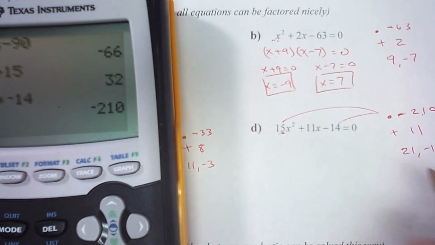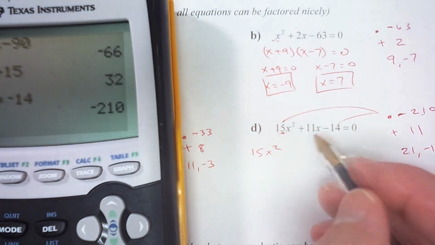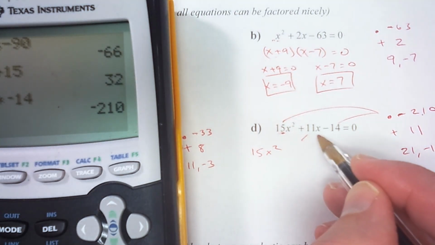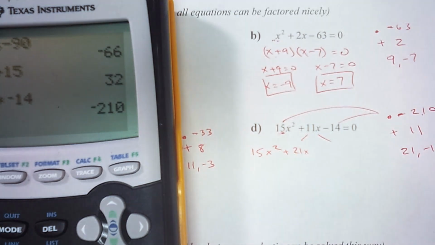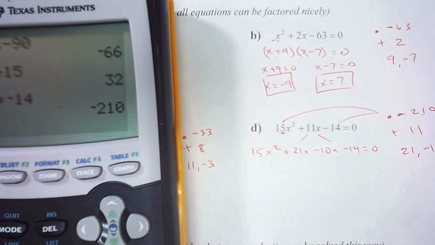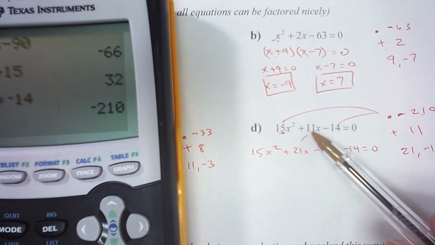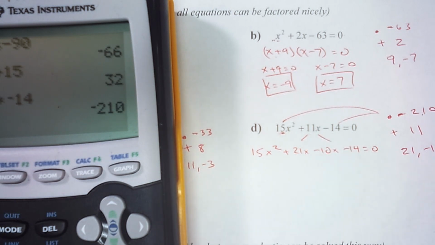Okay, so when I factor this, I'll start with 15x squared. Then I'm going to take this 11x and I'm going to split it up into 21x and negative 10x. Okay, so all I've changed is that the 11x is now 21x minus 10x, which equals 11x. So I haven't really changed anything but the look at this point.